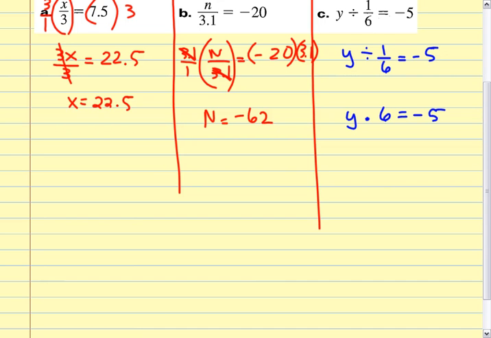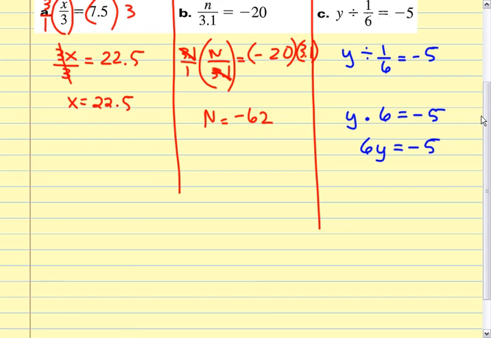Whoa, now that's interesting. Maggie, do I like the way this is written? No. How should I write it? Write it as 6y equals negative 5. This division equation just flipped on us.